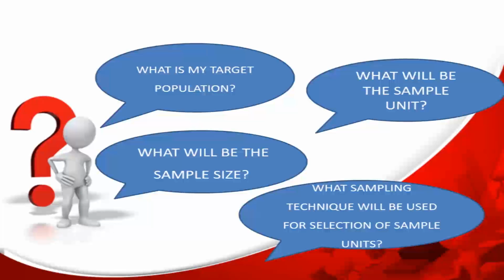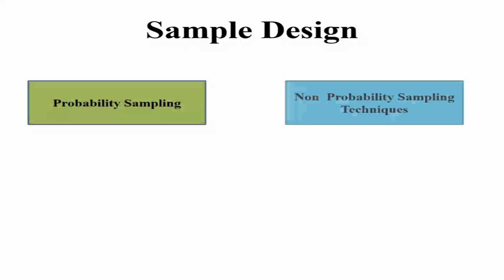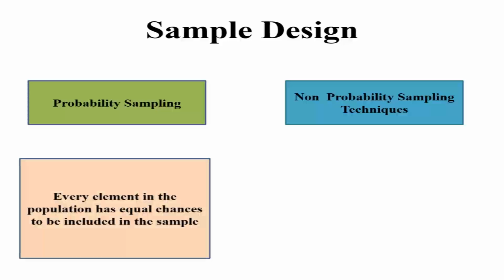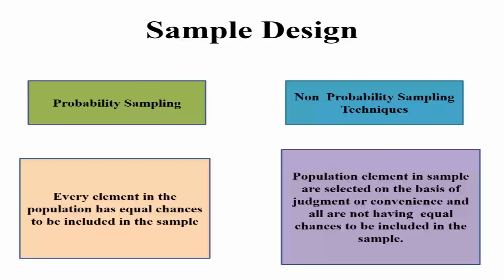Well, various sampling techniques can be grouped under two categories. First, the probability sampling, and second, the non-probability sampling techniques. In case of probability sampling techniques, every element in the population has equal chances to be included in the sample. Whereas, in the case of non-probability techniques, population elements in the sample are selected on the basis of judgment or convenience, and all are not having equal chances to be included in the sample. Various techniques of sampling will be discussed in detail in the subsequent sections.